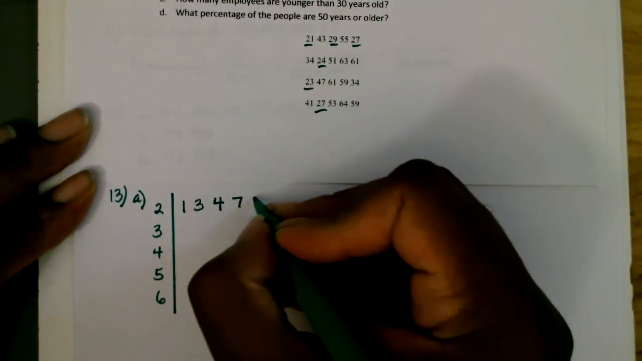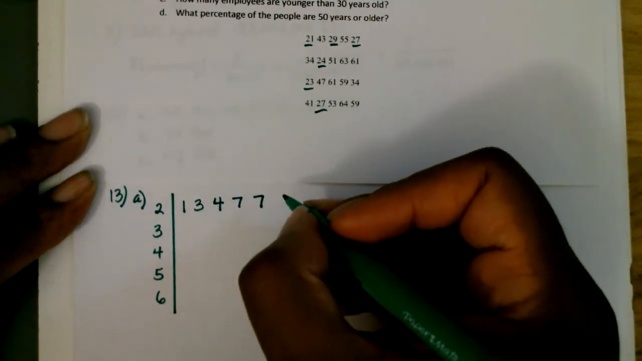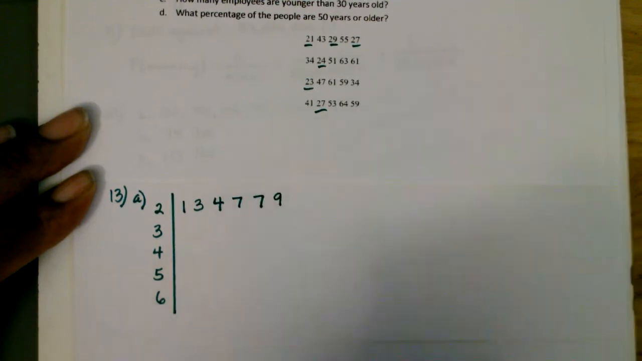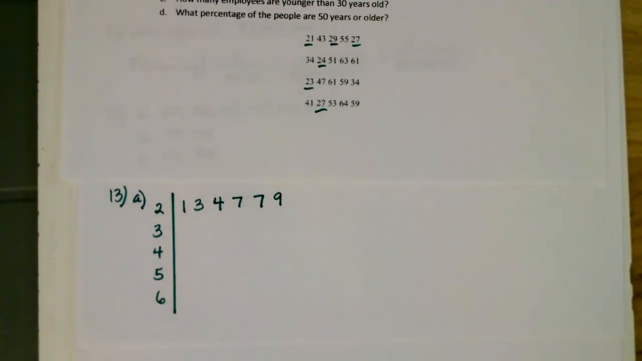And then I got a couple of 27, so I need to write the 7 down as a leaf twice, and then 29. Okay, so here I had to account for every data value in that set when I do the stem and leaf plot.